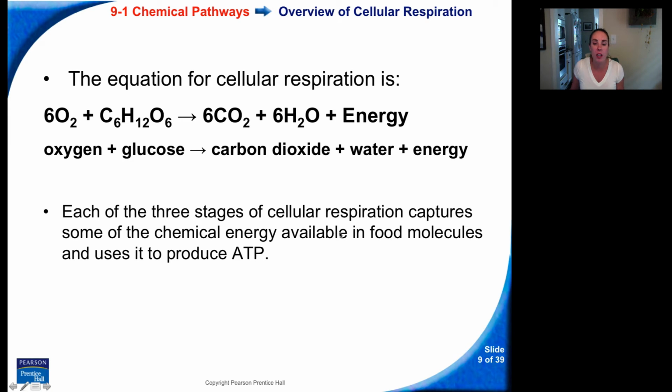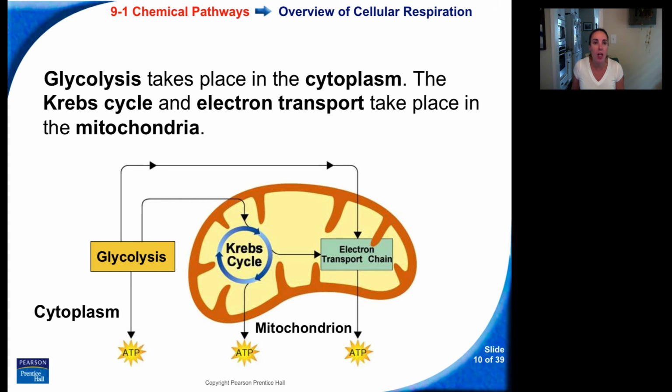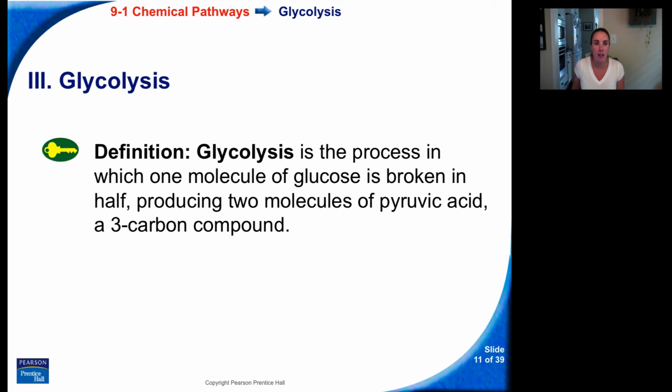Each of the 3 stages of cellular respiration captures some of the chemical energy available in food molecules and uses it to produce ATP. Glycolysis, like I said earlier, takes place in the cytoplasm. The Krebs cycle and electron transport chain take place in the mitochondria. So let's start with glycolysis.